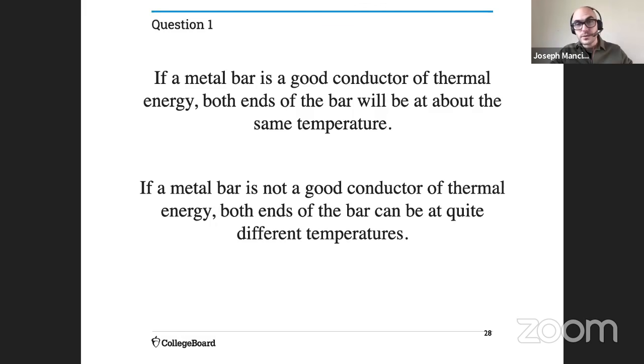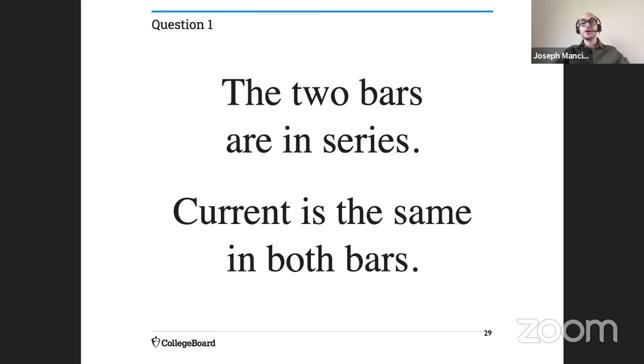The final question was about the electric current that could run through those two bars. And I loved the answers that I saw for this. Almost everyone said the two bars are in series, so the current through them is the same. Great job on that question, folks. I really liked reading those answers. That was very encouraging.